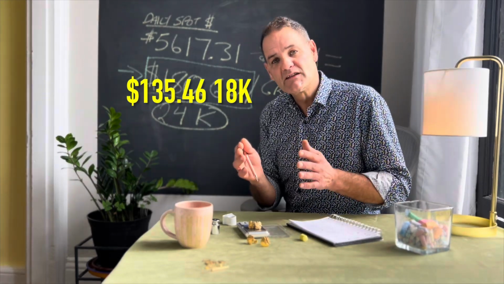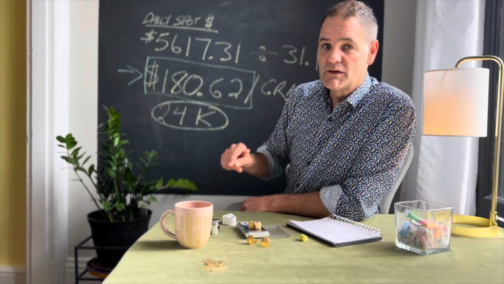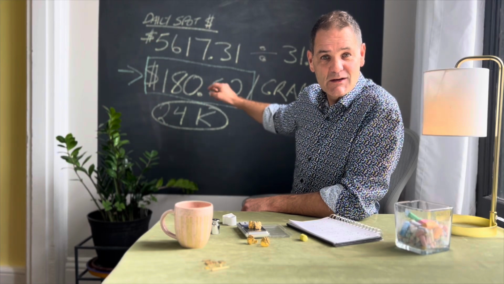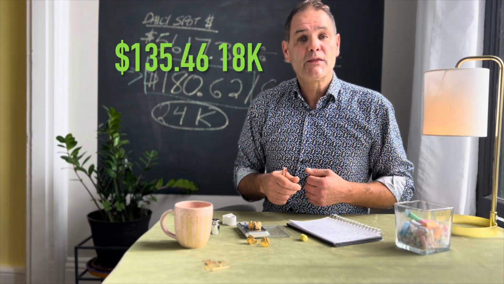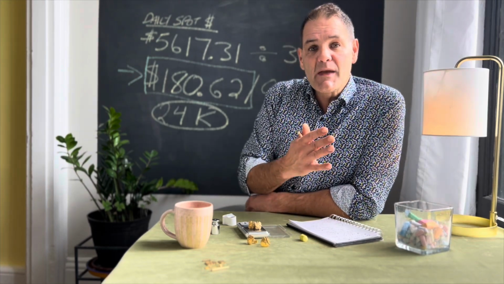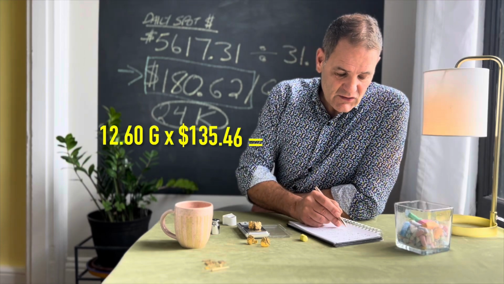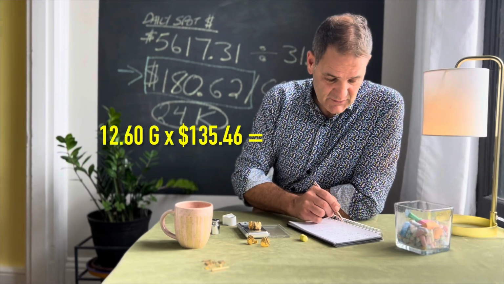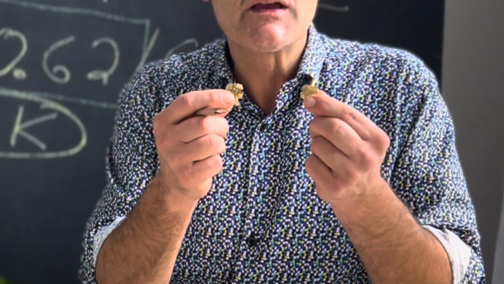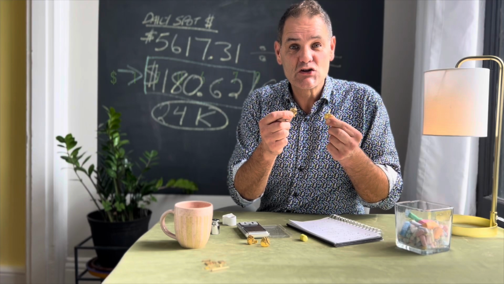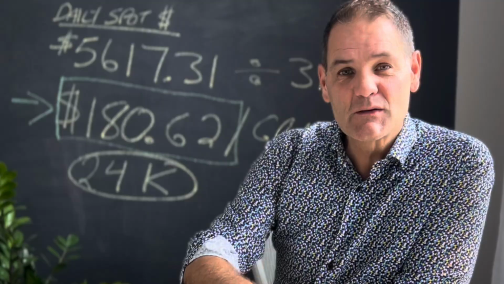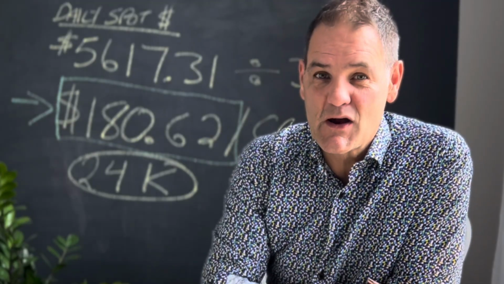Now, that's the price per gram for 18 karat gold when the daily spot market price is at $5,617.31. That works out to $135.46. So now that we know that, we can go ahead and make that calculation. So if we times 12.6 grams times $135.46, these cufflinks end up being worth $1,706.79. That's how you figure out the value of your precious metals from your very own home.